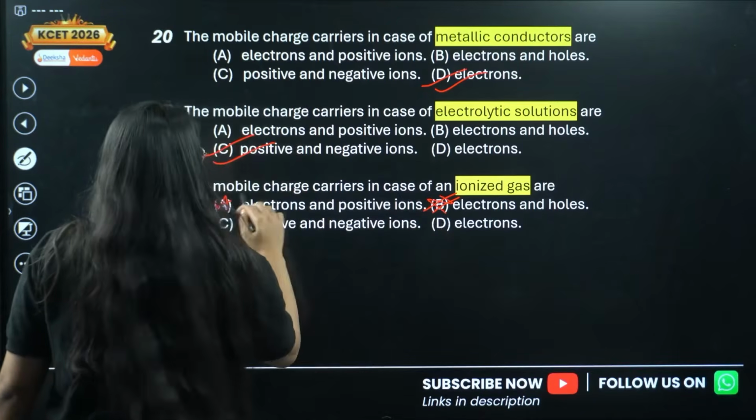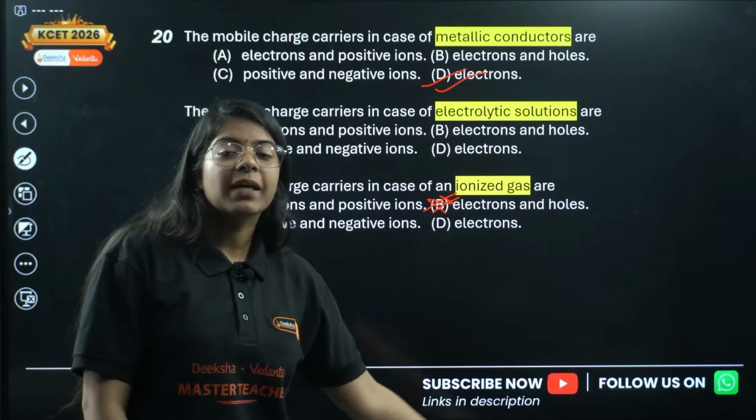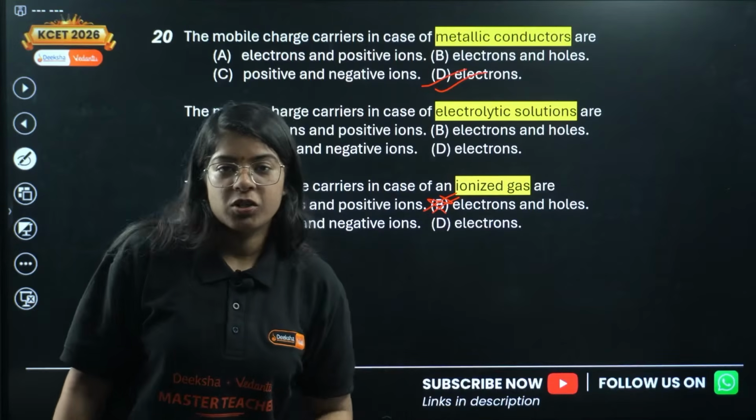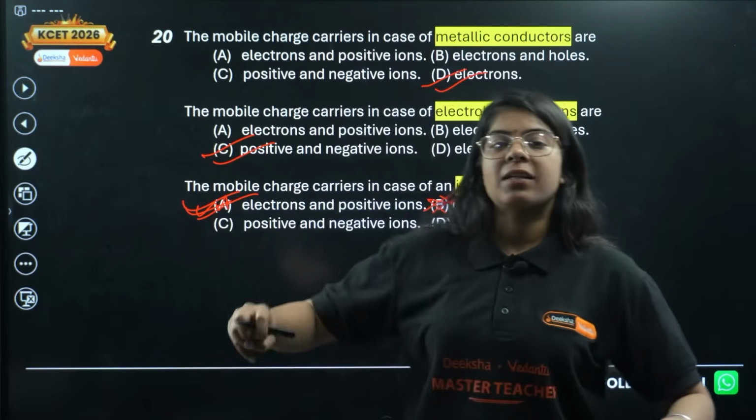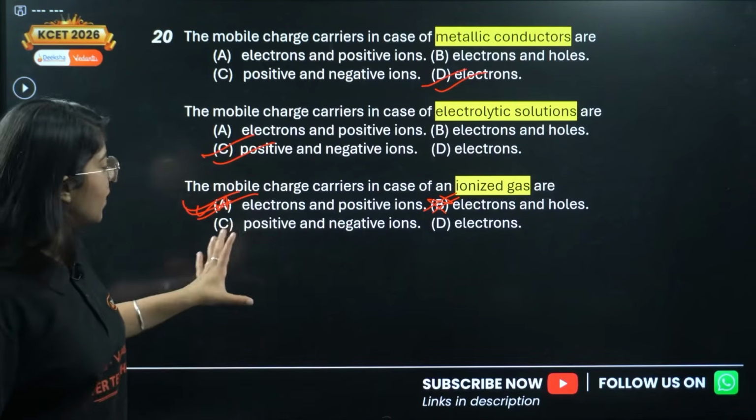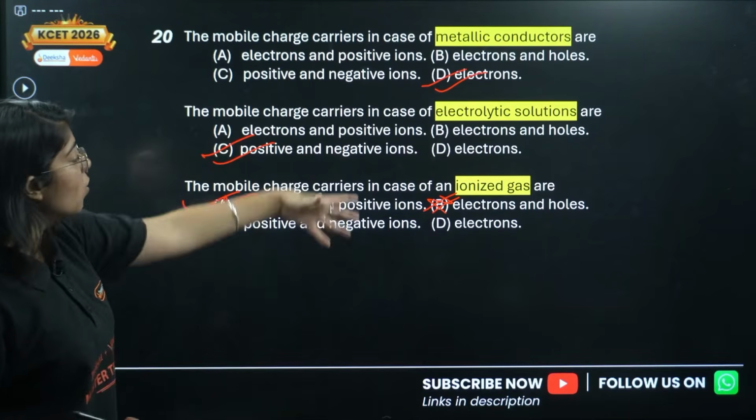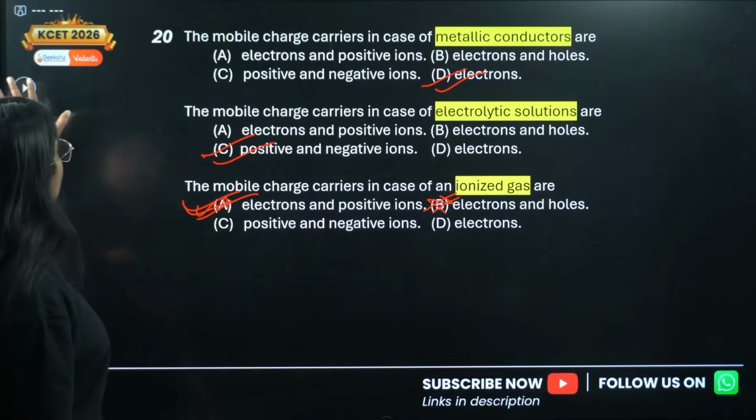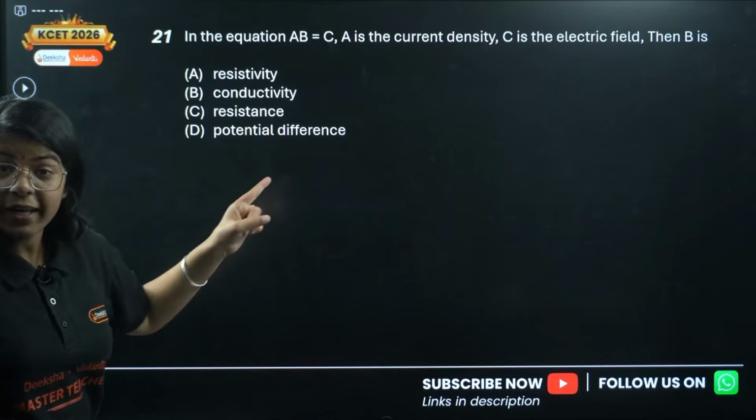Yes, the electrons and positive ions, correct? In an ionized gas there will be electrons and positive ions. How is the gas ionized? We take electrons out of those small atoms, so they become positive ions and the electrons are separated. That is how these are the charge carriers in the case of ionized gas. Okay, 21st question already. Very good question.